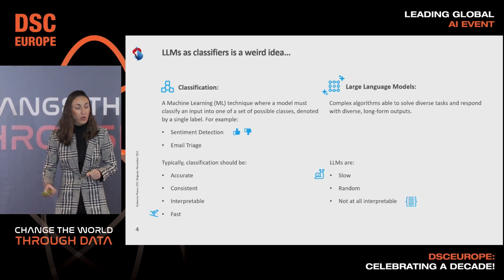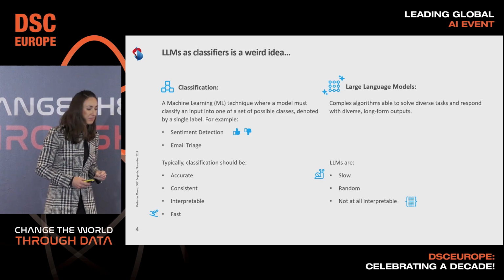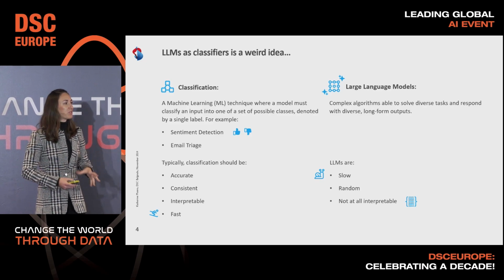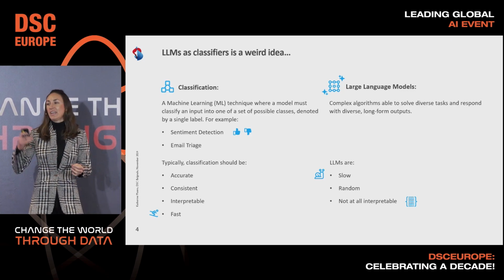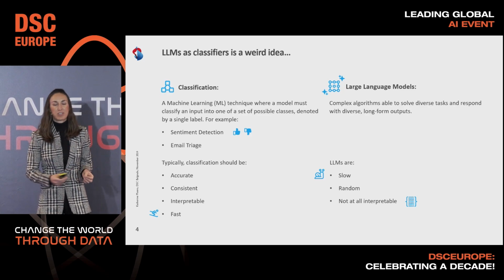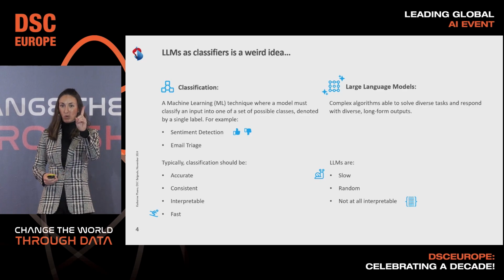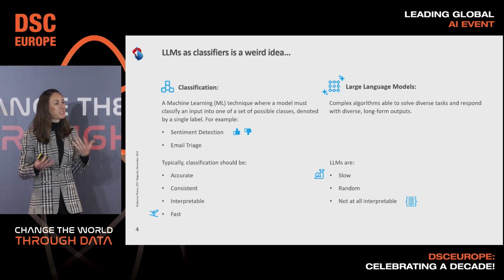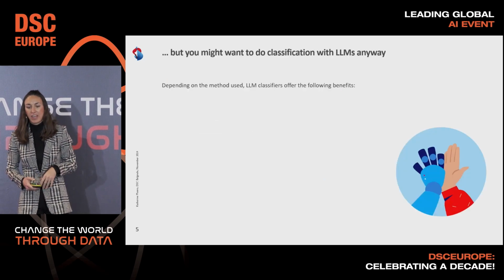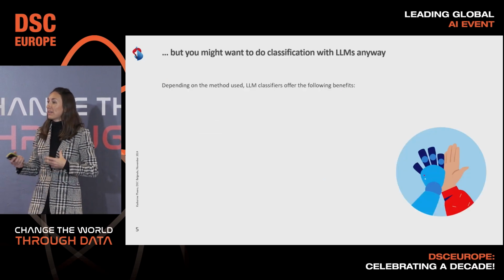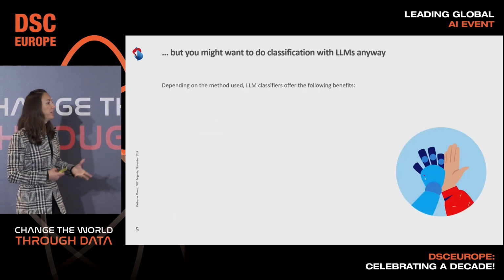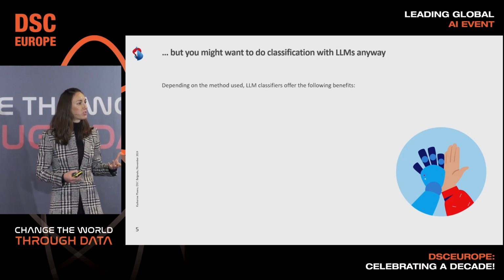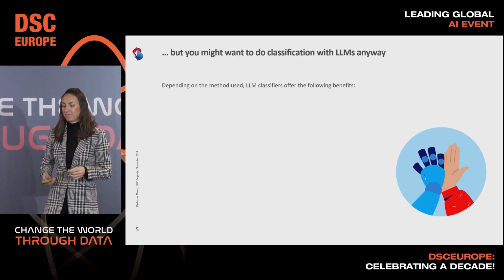LLMs are slow, very random, not at all interpretable, and basically LLMs, they want to write bad poetry and plagiarize articles from the New York Times and do anything other than give you one output label, which is what you want in a classification task. So it doesn't necessarily seem like a natural fit, but it might make sense depending on the method that you're using, the architecture. There are certain benefits you might be able to get.